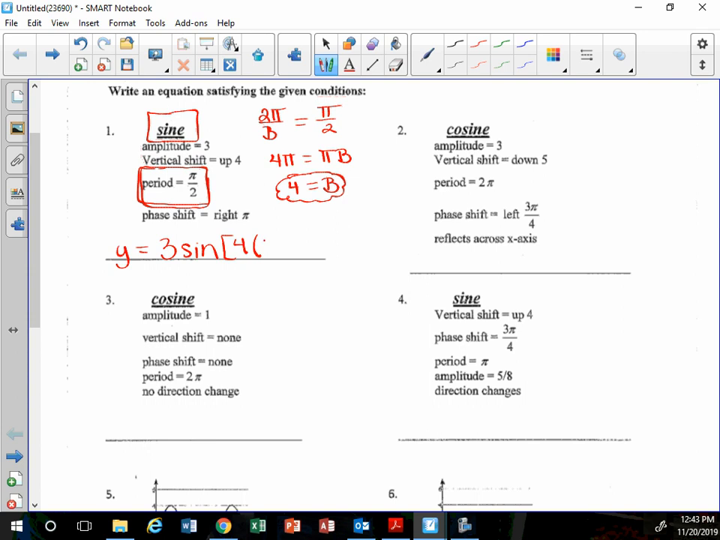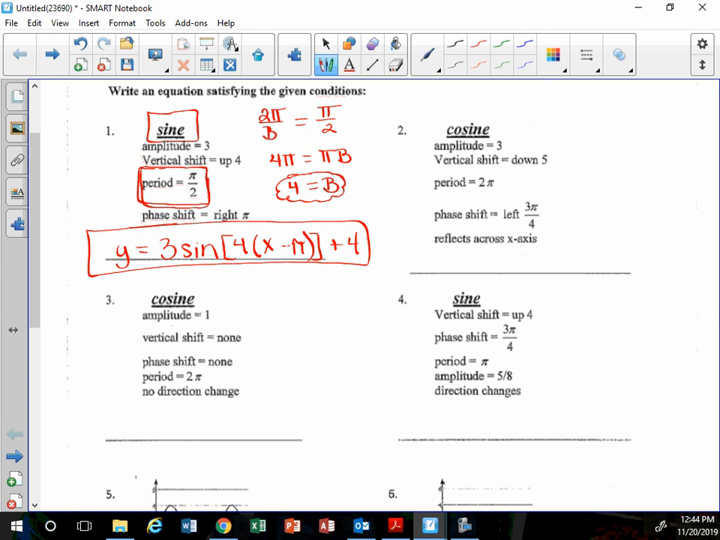Then in parentheses, I have x, and it says the phase shift is right by pi. So how do I show that? Minus pi, right? And then also a vertical shift. It says up 4, so what am I going to do? Plus 4 at the end. Not too bad?